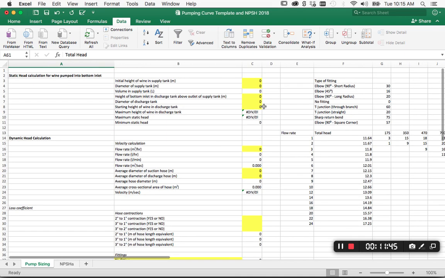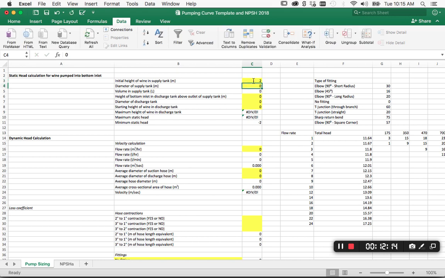Let's do a pretend static head calculation. So it asks for the initial height. The yellow boxes are where we should add parameters in. The ones that aren't filled in will do automatic calculations. So the initial height of wine in the supply tank. Let's say we're working out the maximum static head. Initial height of wine in supply tank, let's say it's 2 meters because they're 2 meters tall.